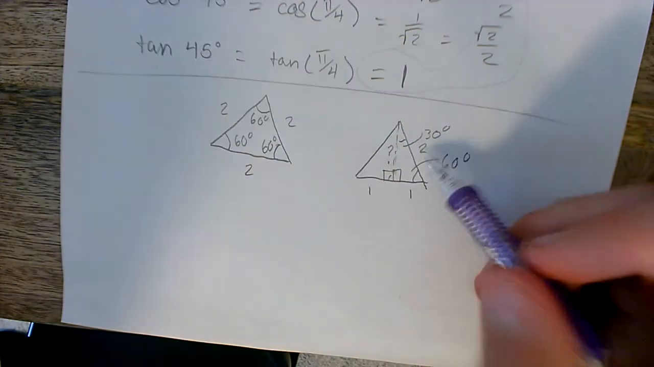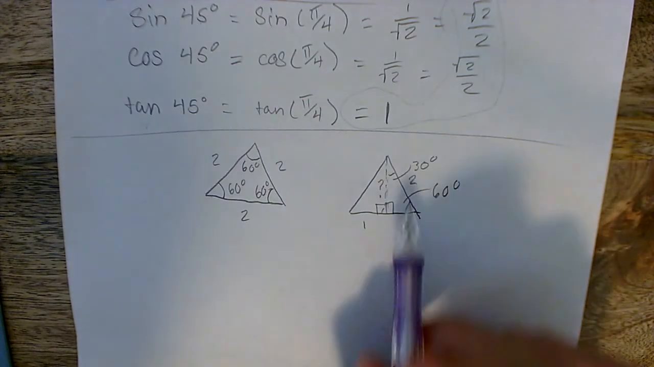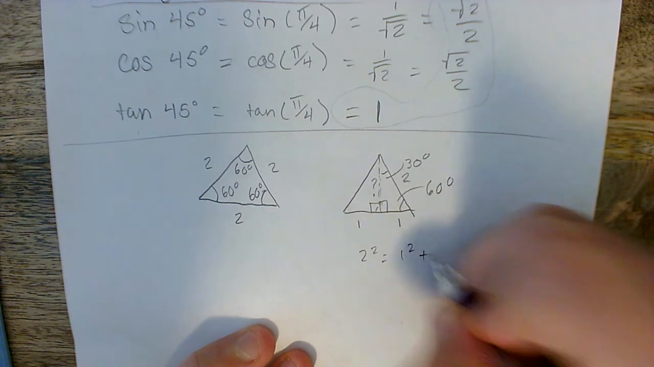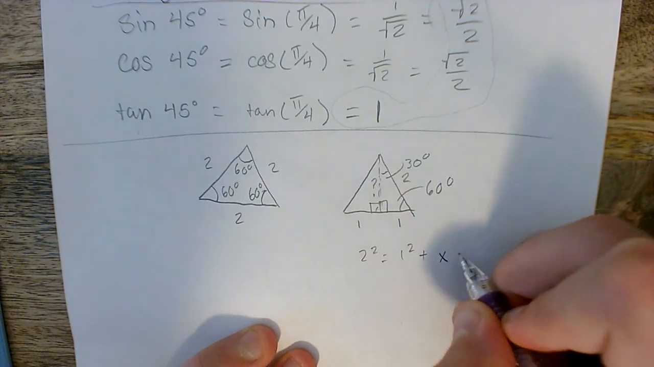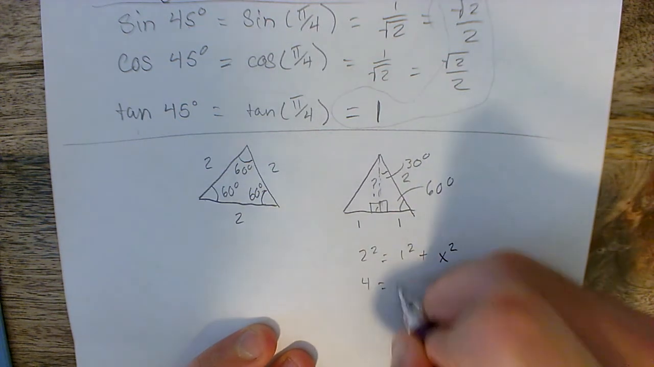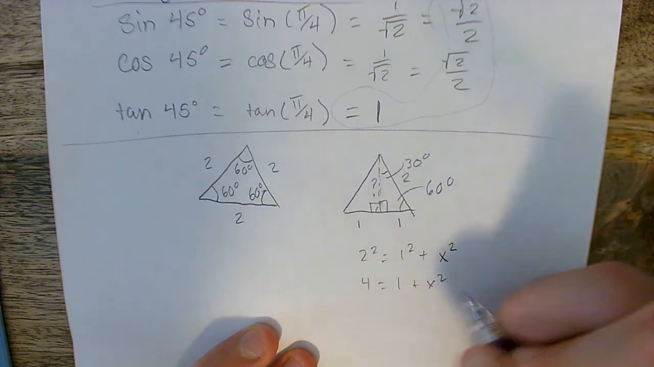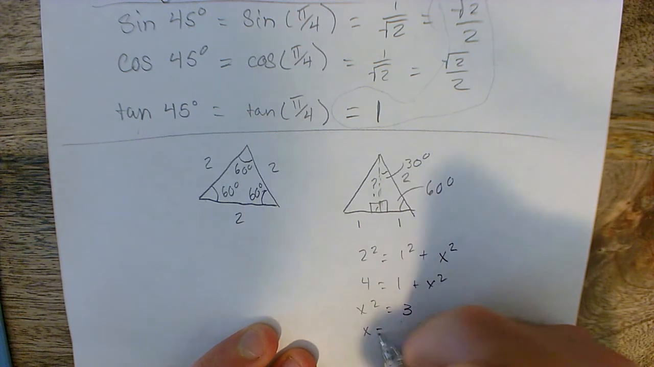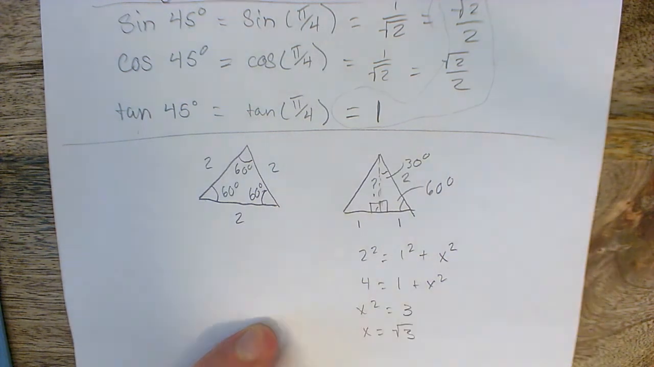So we can use the Pythagorean theorem. The 2 is the hypotenuse, so 2 squared is equal to 1 squared plus our unknown squared, so I'll just put x squared. So then 4 is equal to 1 plus x squared. So x squared is equal to 3, or x is equal to the square root of 3.